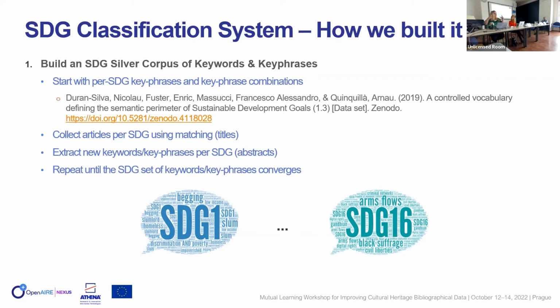the sets kind of converge and there is no more useful additional information, but also until the person who does it is very tired. They want to leave Athena Research Center, so we just have to stop doing it. So then we have, we call this the silver corpus. If someone has a gold corpus, please share it with us.